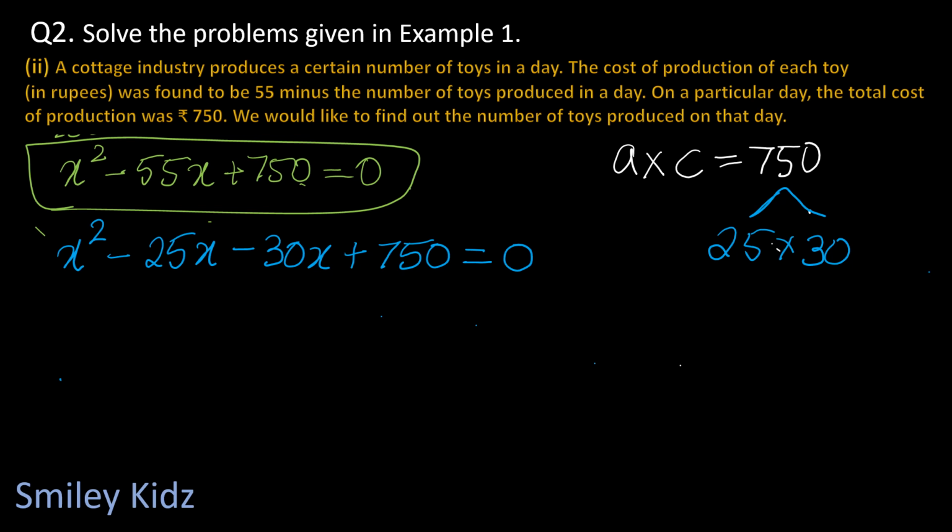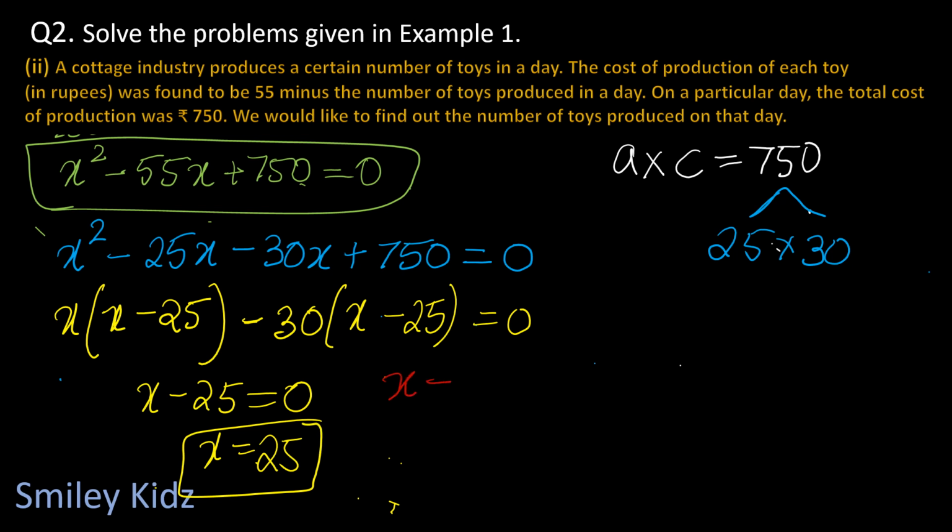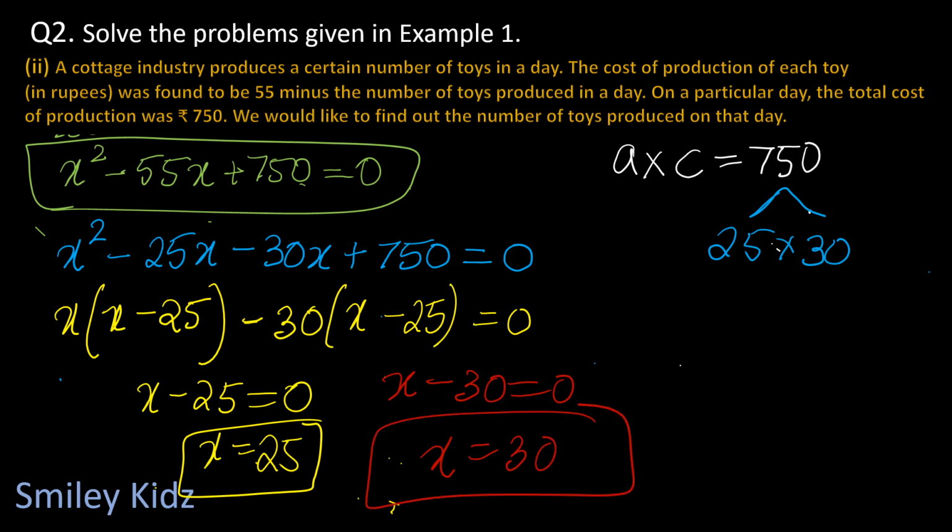Now, I'm going to take x common in the first one. It turns out to be x into x minus 25. And in the second one, I'm going to take 30 common. So in the brackets, I'll be left with x minus 25. Now equate both of them to 0. x minus 25 equals 0, x equals 25. And x minus 30 equals 0, x equals 30. So what are the roots of this particular quadratic equation? The roots are 25 and 30.